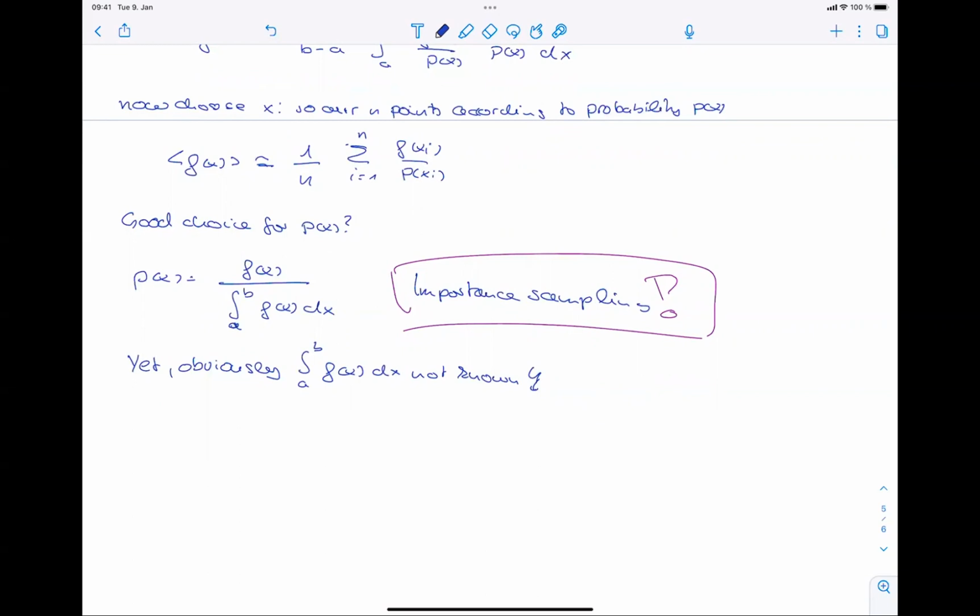But I hope I instilled in you the idea of why I would like to do importance sampling, with the simple example of just calculating the average of a function. Let's now turn to a statistical physics example.